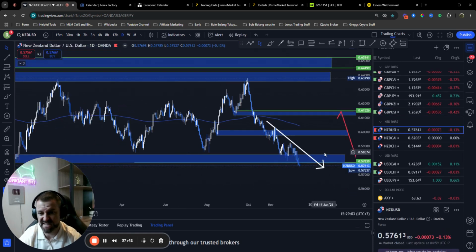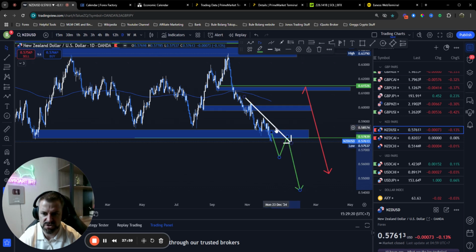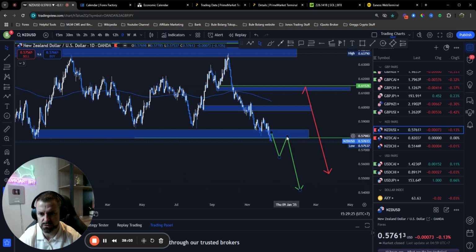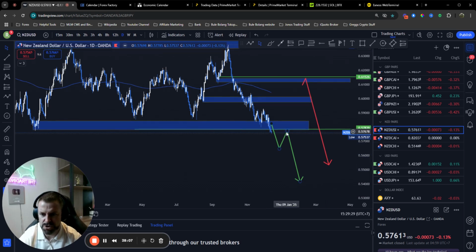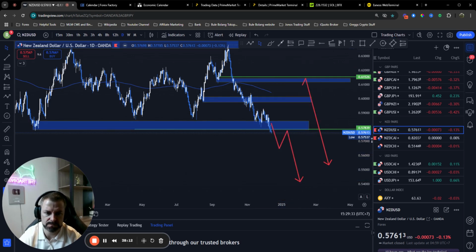NZD USD. That is sells all day long. So you're either waiting for the retest to come up, really retest this zone here and then melt. This zone here, worst case scenario. This zone here, best case scenario. If that doesn't happen, what you need is for it to break below here, come back, retest, and then melt. This will be your entry, right here when it retests this zone. I'll just change it to red for sells. Okay, there we go.